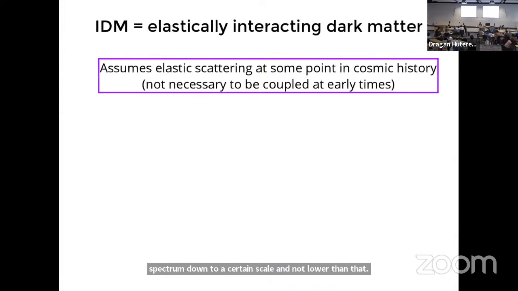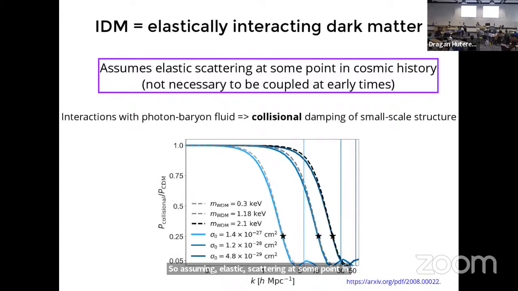Okay, for the last tiny bit of the story that I wanted to tell you was just to cover this interacting dark matter story. So assuming elastic scattering at some point in cosmic history, you actually end up having this collisional damping that I was talking about.